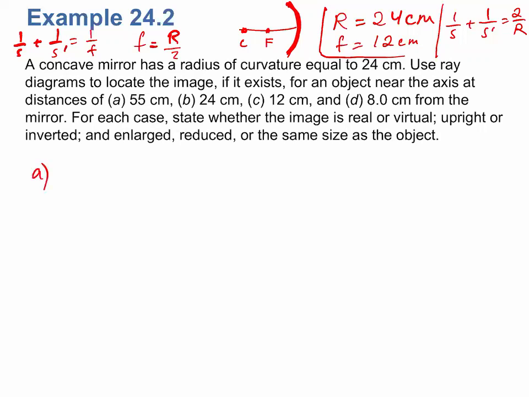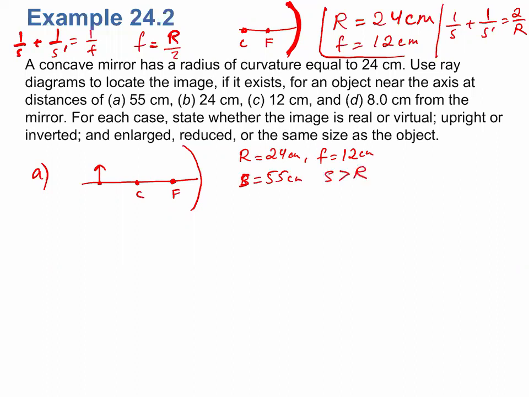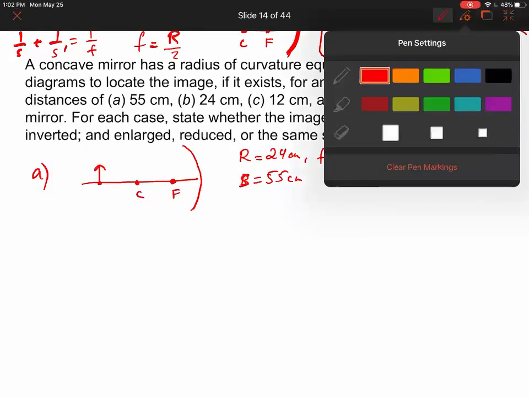Okay, so for A, this is the axis, this is the mirror. Remember, let's say this is the focal point, this is the center of the curvature, and let's say this is where my object is. For part A, you can see the radius is 24 centimeters, which means the focal length here is 12 centimeters, but my object distance S is 55 centimeters, which means S is greater than the radius. That's basically my given values for this particular problem. Alright, so let's see what we have.